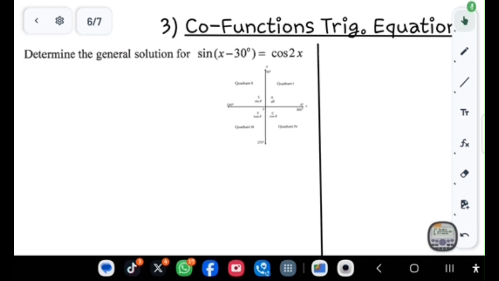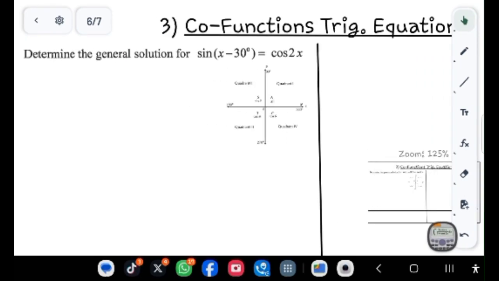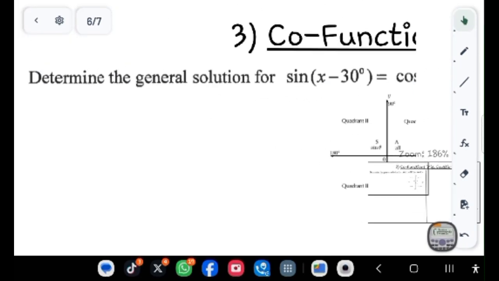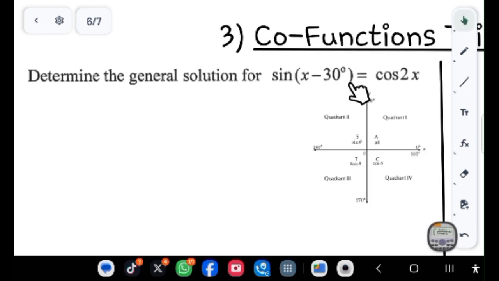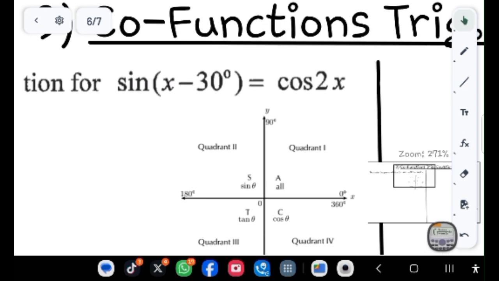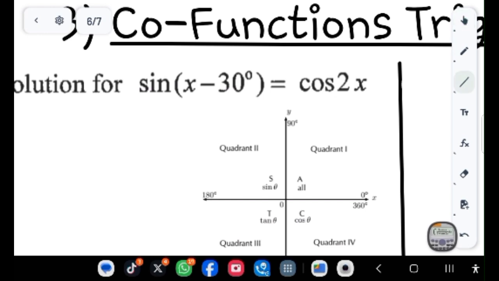And now a look at cofunctions and trigonometric equations. Determine the general solution for sine of x minus 30 degrees equals cos of 2x. Notice that the angles are not the same, number one. Number two, also notice that the trigonometric ratios are also not the same.